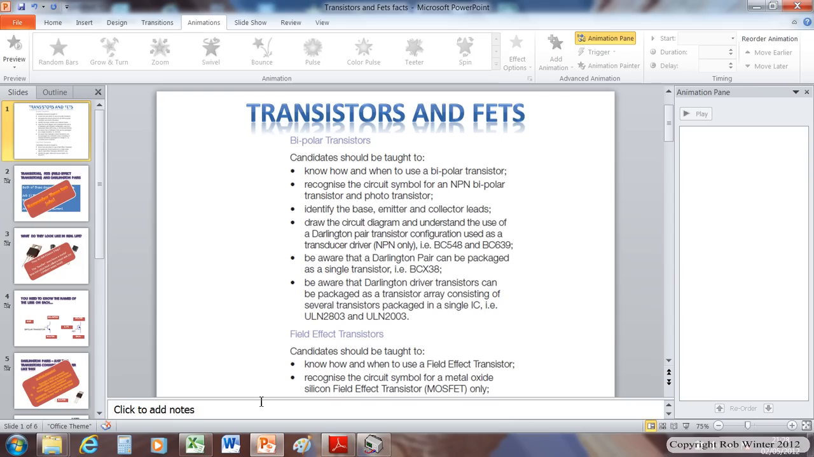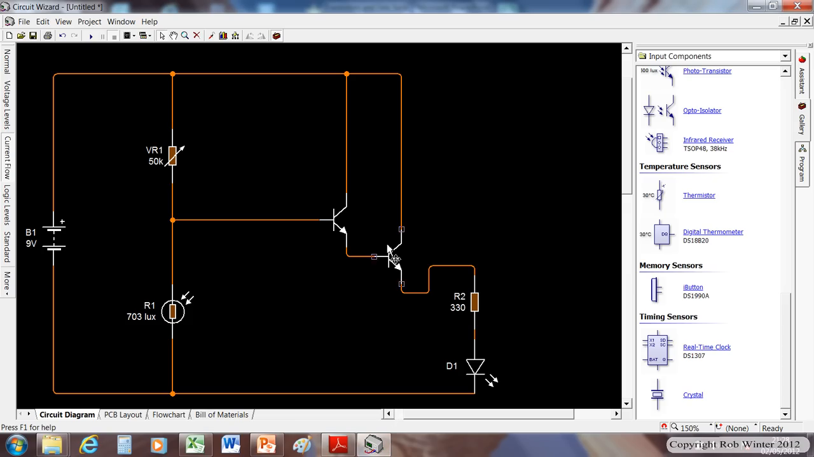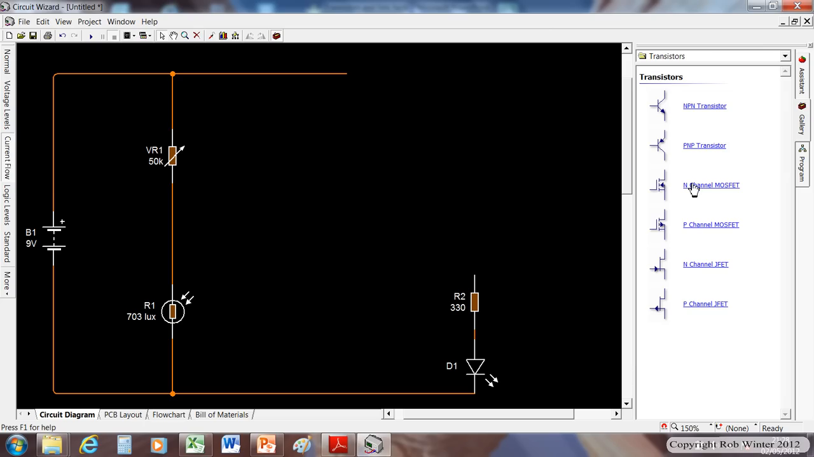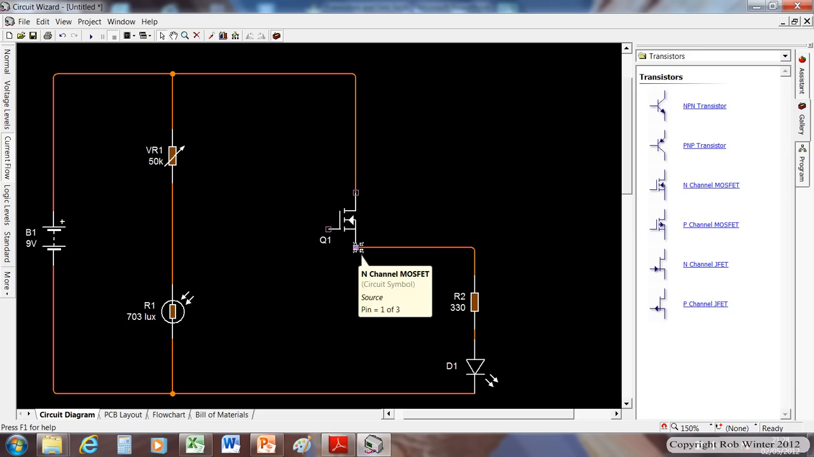Right, field effect transistor, I didn't show you it, but you basically wire it up exactly the same way as you would a normal transistor. Here's one, an N-channel MOSFET. That MOSFET, by the way, stands for metal oxide semiconductor field effect transistor. Yeah, fascinating. Just try and remember field effect transistor. Okay, so you've got top leg, drain, bottom leg, source.